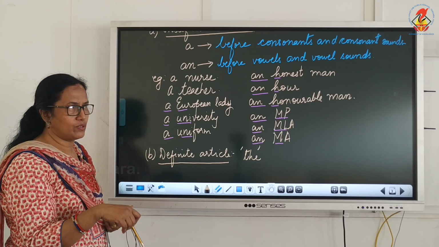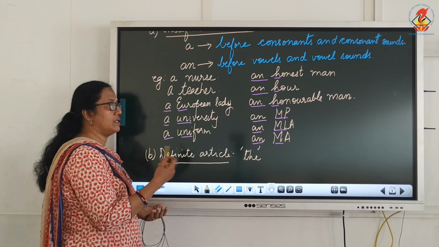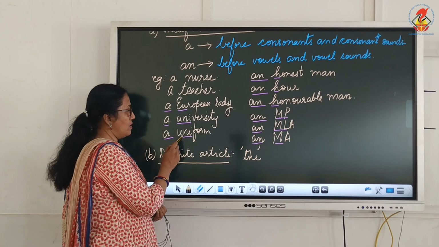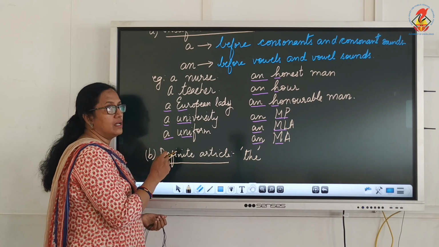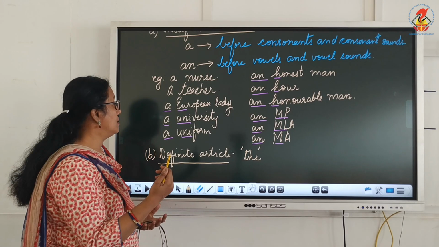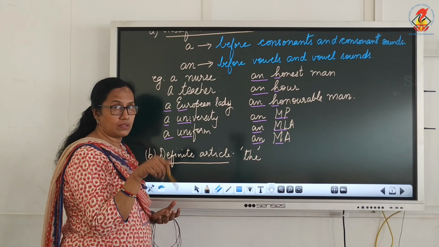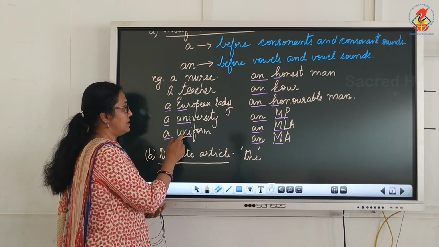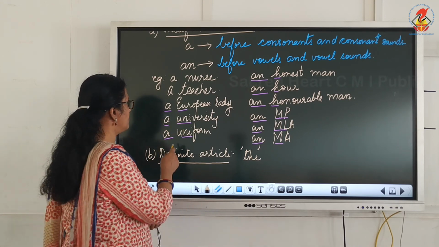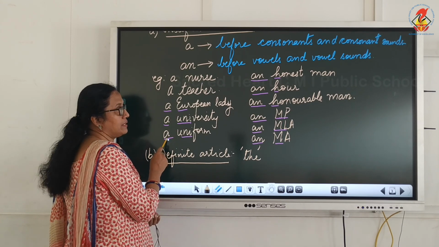Uniform, what you wear and come to school, uniform. So you said "an uniform"? No, it should be "a uniform", because when you say the word here, the U sound is pronounced as "yu", your sound, isn't it? So university, uniform, then unicorn, all those come under this. So before that we will put the article "a".